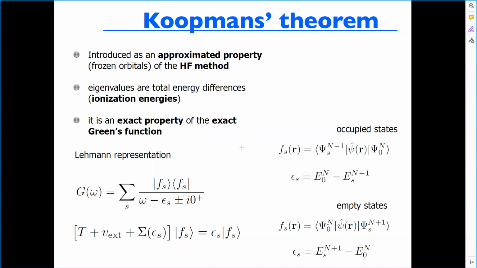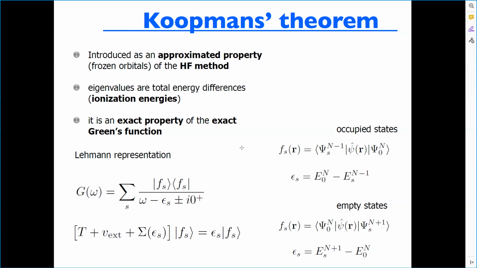So in the exact Green's function, in the Lehmann representation, the poles of the Green's function that play the role of the eigenvalues are actually total energy differences. So what is an approximate property in the approximate method Hartree-Fock is actually an exact property of the exact method. And this is, if you want, Koopmans' theorem. So Koopmansizing a method, in a sense, means making it Green's function oriented.